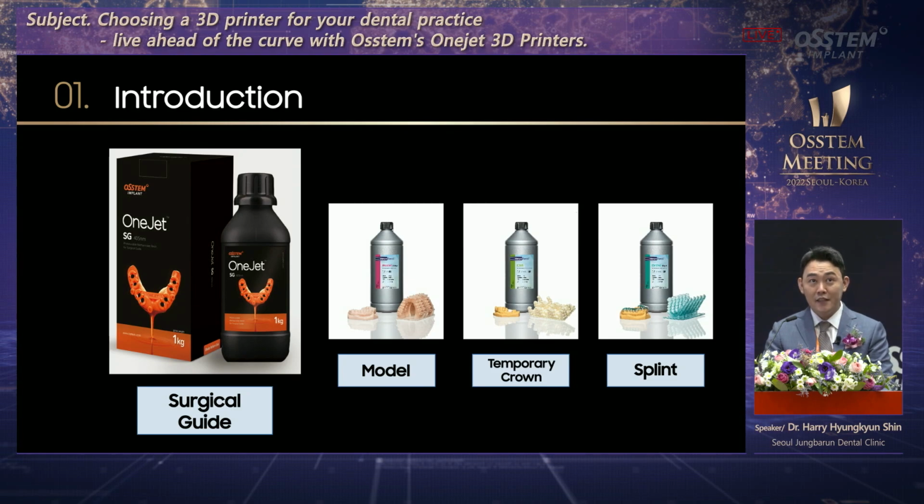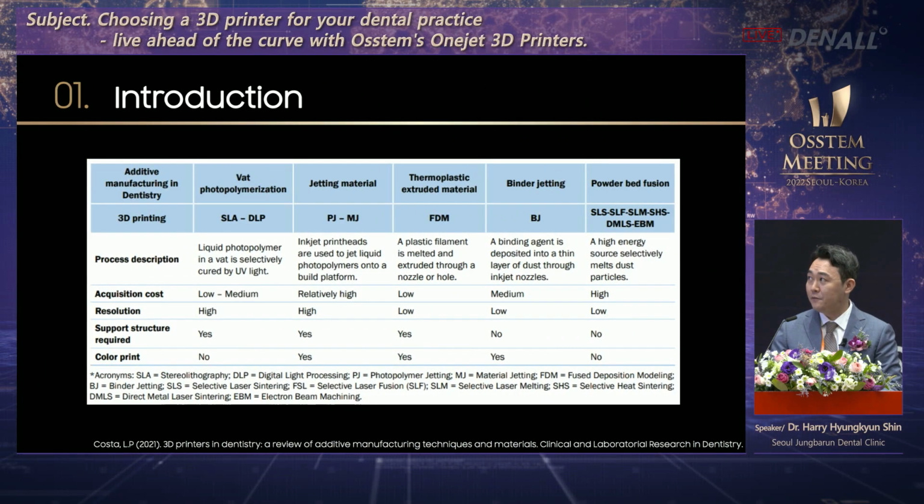For DLP and LCD printers, depending on the liquid material, there are so many things that can be printed, but they need to be approved by the Ministry of Food and Drug Safety. If you use various materials in one container, it would adversely affect the output. So, surgical guide resin and temporary resin are primarily used.